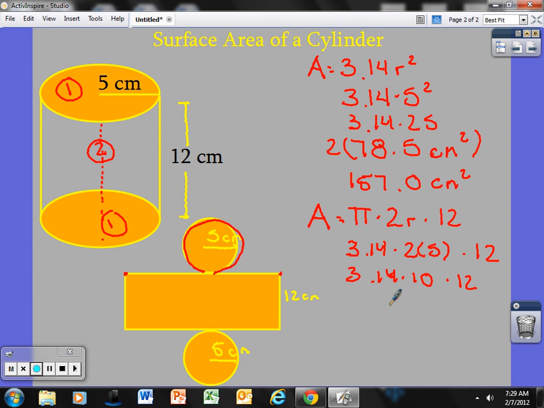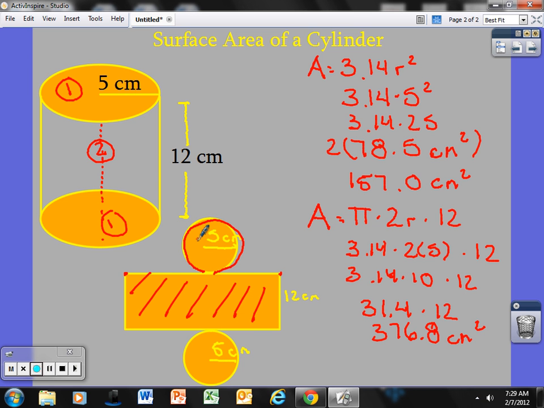3.14 times 10 I know gives me 31.4. I multiply that by 12. Let me grab my calculator. It's going to give me something probably close to 340. 31.4 times 12 equals 376.8 square centimeters. That is just the area of this rectangle right here.